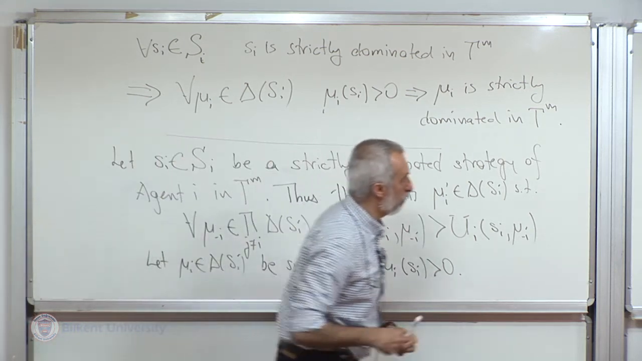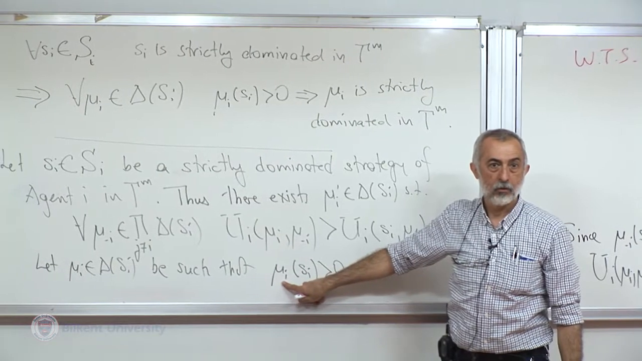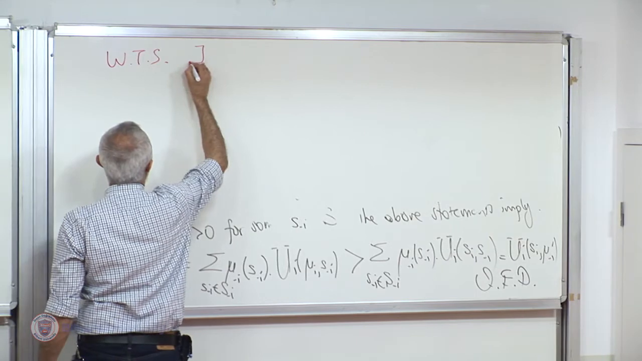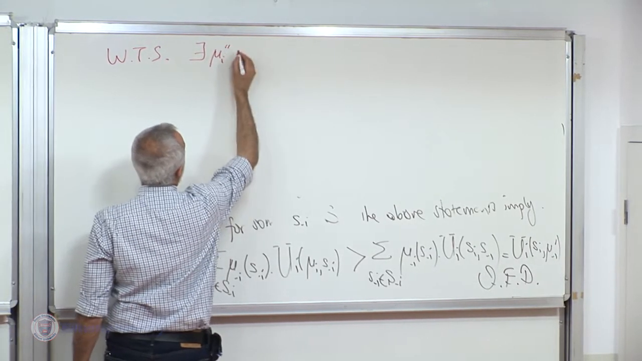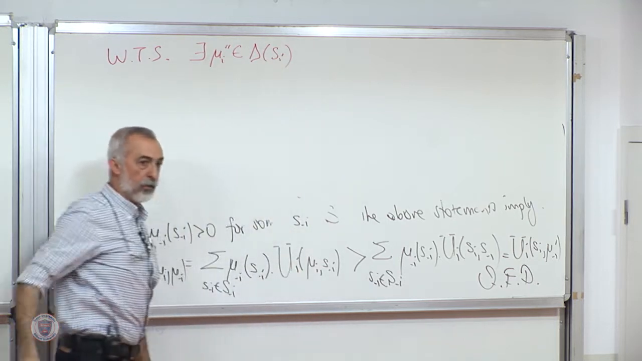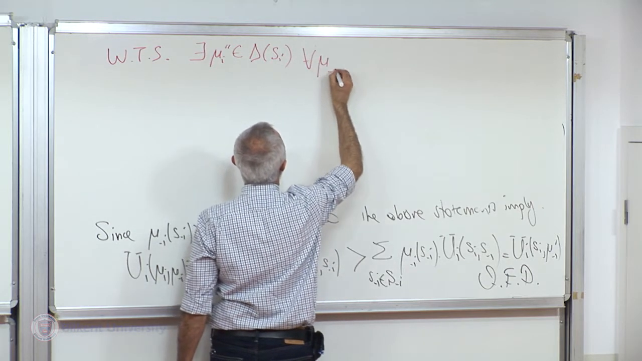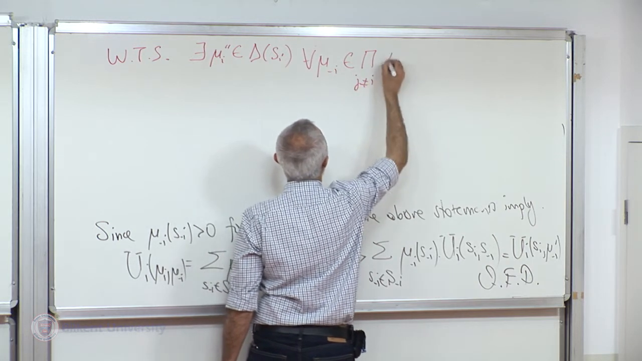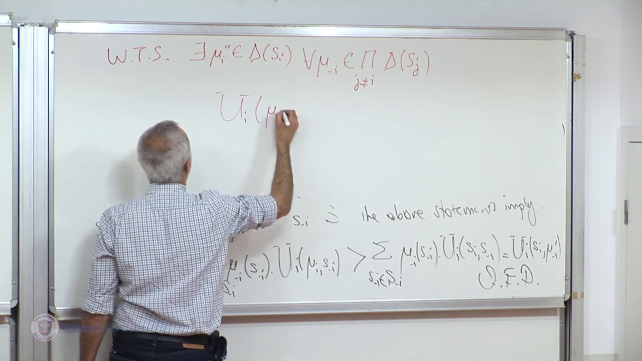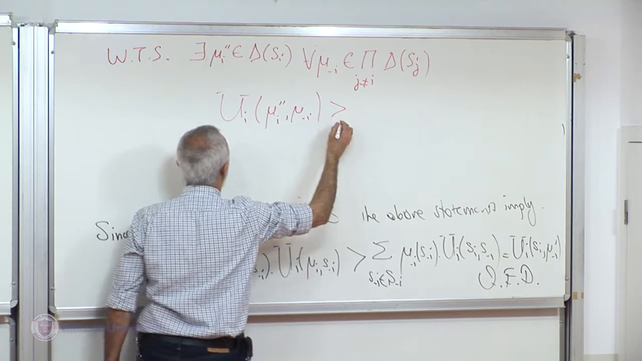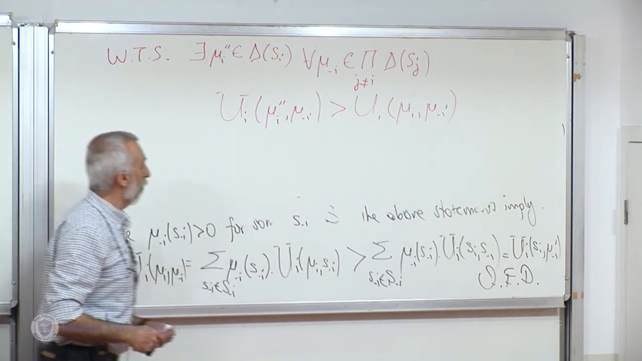Yeah, okay. So what do we want to show? We want to show that mu I is strictly dominated, which means that there exists mu I double prime, a mixed strategy of player I, such that for any mixed strategy profile of the opponents, we have the expected payoff of agent I from the profile mu I double prime, mu minus I, is greater than the expected payoff of agent I from the profile mu I, mu minus I. So that's what we want to show.